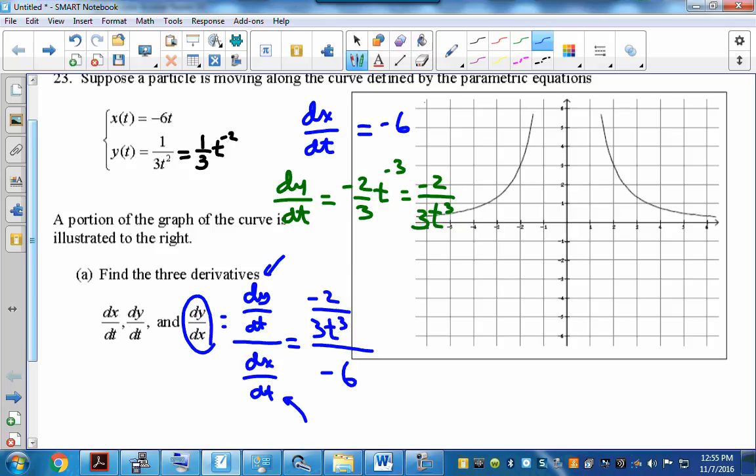If we clean this up a little bit, the negatives cancel. What do we get? We get negative 2 over 3t cubed multiplied by 1 over 6, right? So the negatives cancel, and then 2 goes into that. So how about 1 over 9t cubed? So that's a nice cleaned up version for that.